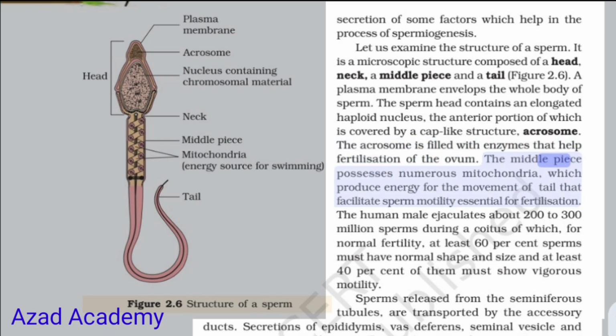The middle piece possesses numerous mitochondria, which produce energy for the movement of the tail that facilitates sperm motility essential for fertilization. The human male ejaculates about 200 to 300 million sperms during a coitus, of which, for normal fertility, at least 60% sperms must have normal shape and size, and at least 40% of them must show vigorous motility.